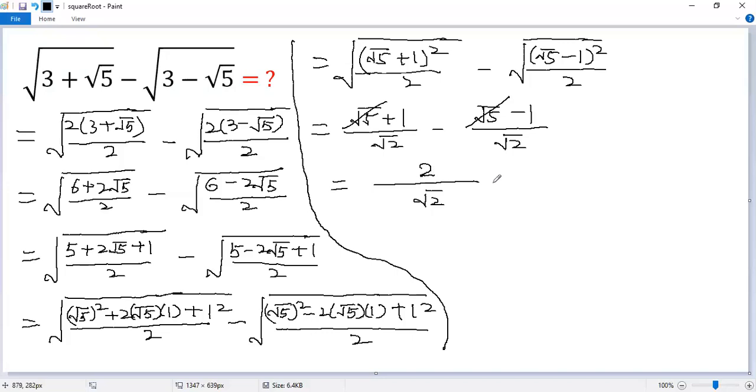Top and bottom multiply by square root of 2, so we get 2 square root of 2 divided by square root of 2 times square root of 2, so 2. Now we cancel 2, so we get the final answer, square root of 2.